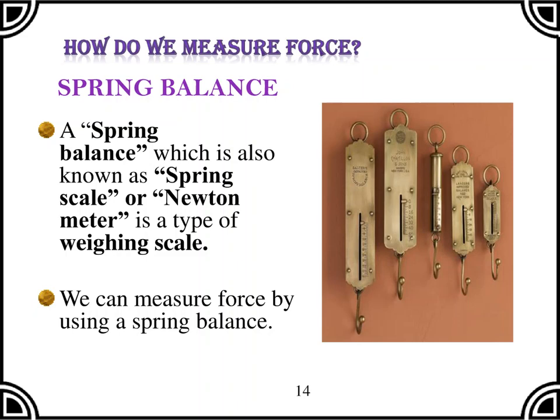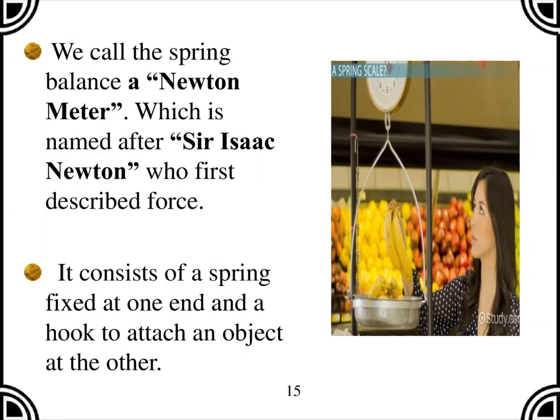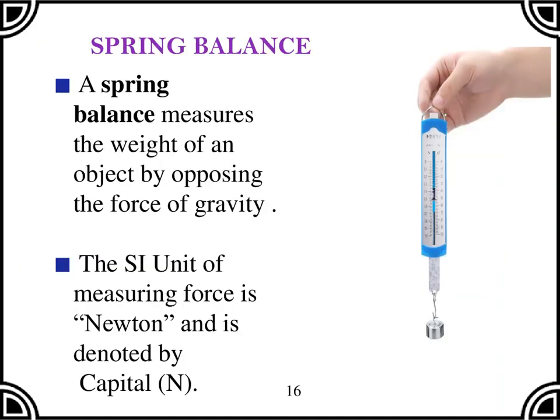How do we measure force? Spring balance. A spring balance, which is also known as a spring scale or Newton meter, is a type of weighing scale. We can measure force by using a spring balance. We call the spring balance a Newton meter, which is named after Sir Isaac Newton, who first described force. It consists of a spring fixed at one end and a hook to attach an object at the other. A spring balance measures the weight of an object by opposing the force of gravity.